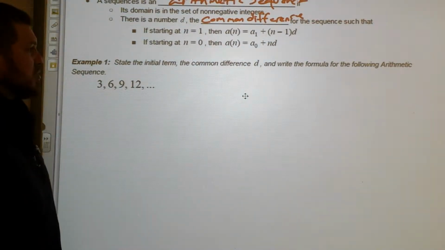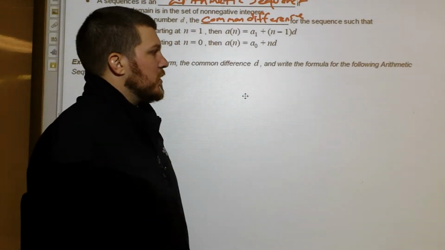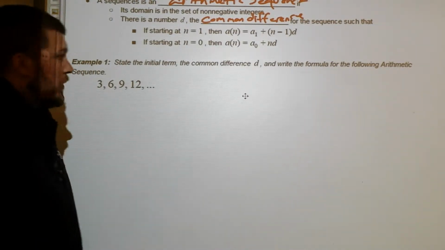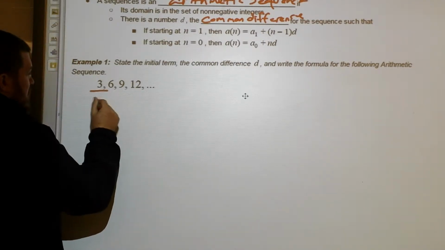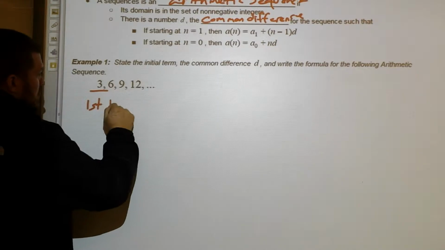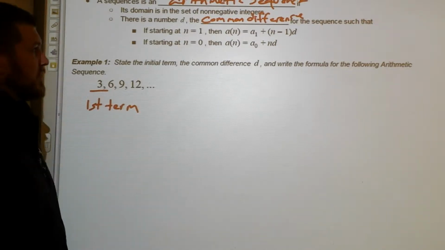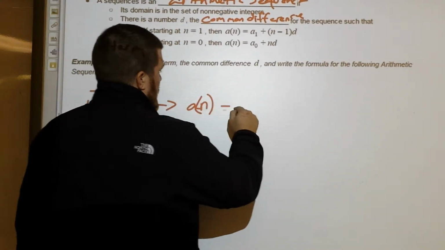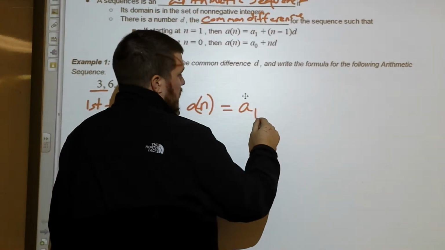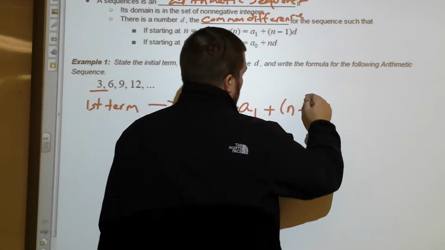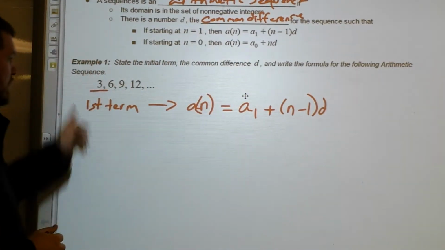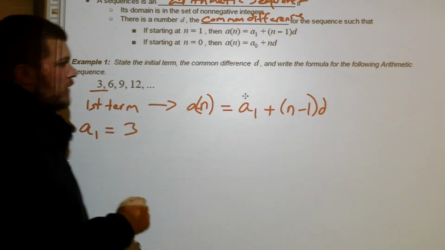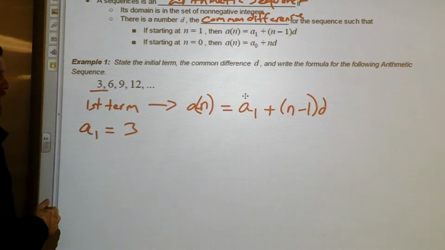So we want to state the initial term, the common difference, and write the formula for the following arithmetic sequence. Now it doesn't tell us if we're starting in the first term or the 0 term, so we're going to do it both ways. We're going to pretend that this is the first term. Since we're pretending that's the first term, we're going to use this rule. So a sub n equals our first term, the first value in our sequence, plus n minus 1 times d. Well, the first value in our sequence is 3. Now what we need to find is our common difference, and then we have our sequence.